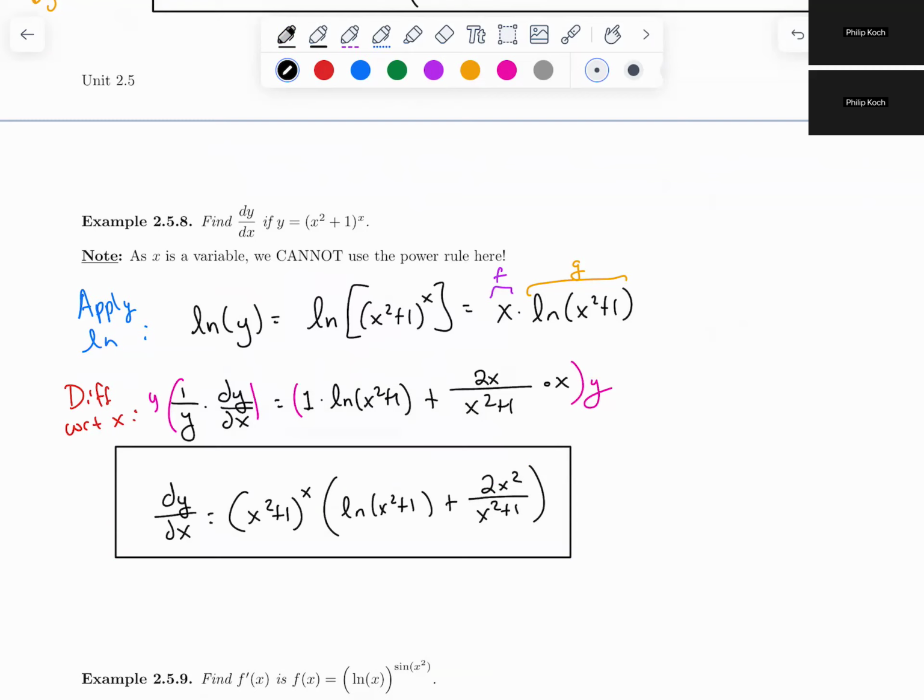Why is the 2x on top? So it's a chain rule. The derivative of natural log is 1 over, so that's why I've got the 1 over x squared plus 1. And then the derivative of x squared plus 1 is 2x. So I just decided to combine it on top. So technically speaking, 2x times 1 over, yes. So this would be 1 over x squared plus 1 times 2x. And that's why I just put it over 1 and then I multiply across.